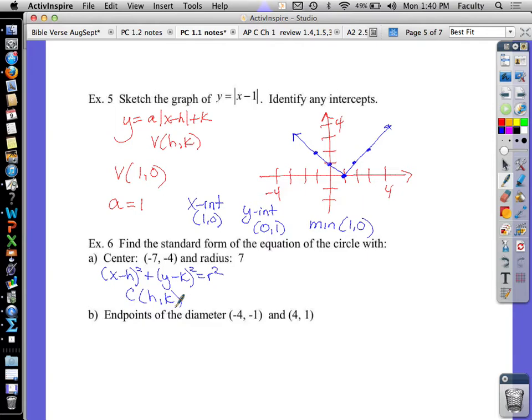So if I know the center and the radius, Emily, can you write the equation for me? Tell me what to write. X plus 7, good.